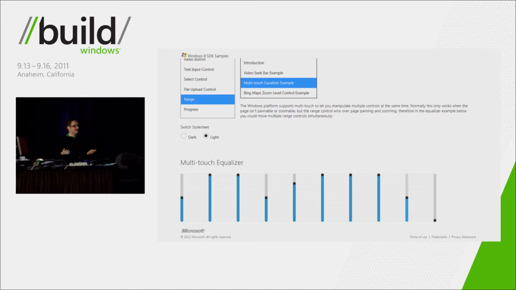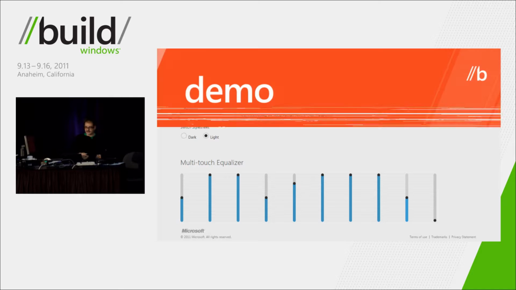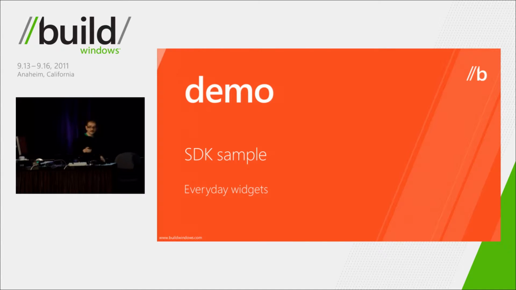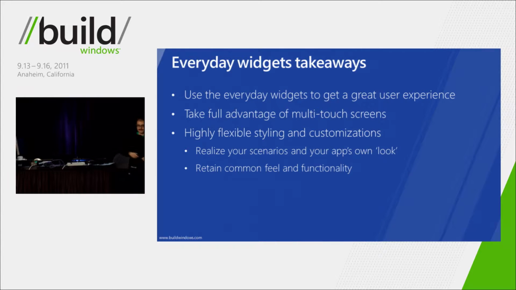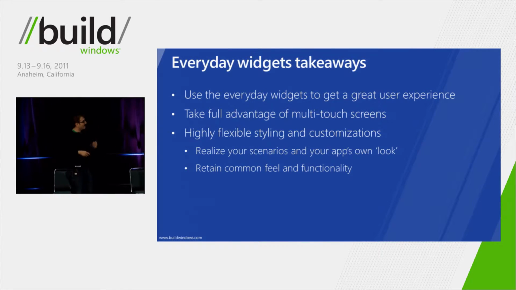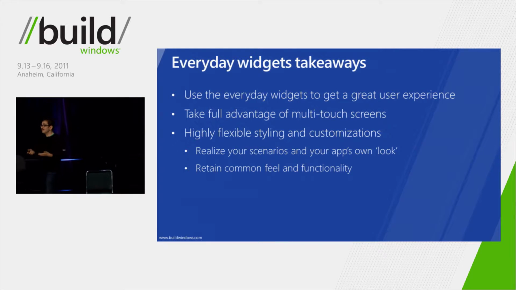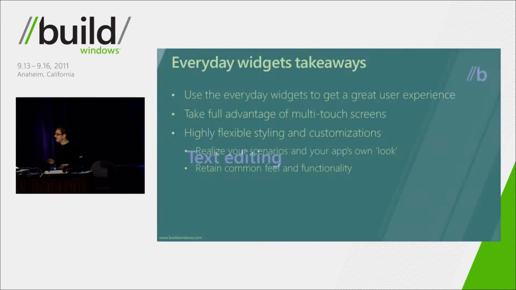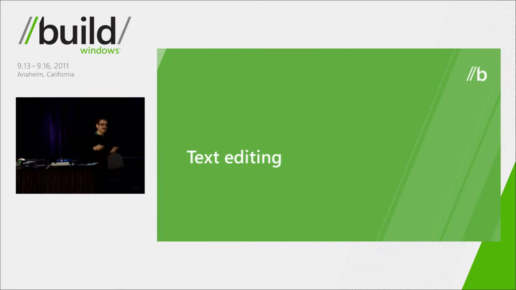It takes advantage of the system, and it's pretty cool. So I want to show you guys that. That was really fun. Someone on the team made that, and I wanted to show that. And it's in the SDK sample, so you can go see how it's done. So take full advantage of multi-touch screens using the controls. And then, hey, they're highly flexible. You can really style them, customize them a lot to fit your needs, but you still get the same interactions, the same behaviors, really this great quality, and you get a really polished feeling app. All right, the next thing I want to talk about is text editing.